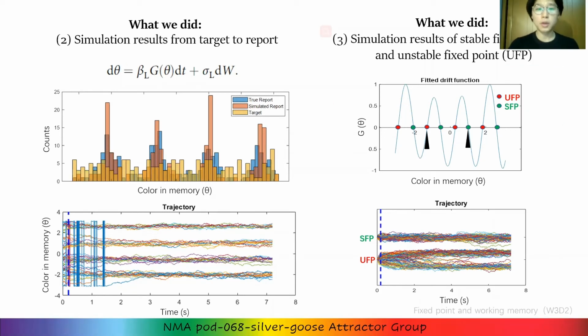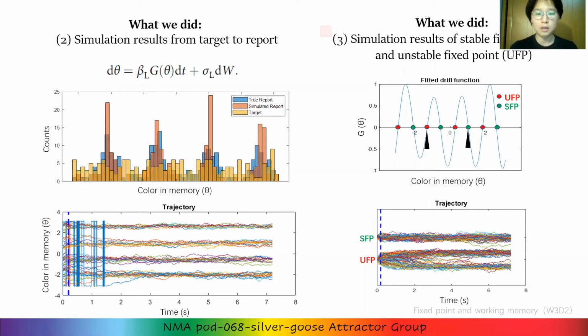So we also simulated the drift function of g theta. As we can see from the top right, we plot the drift function and marked dots where equation is equal to 0. Based on what we have learned in the tutorial of the second day of the third week, the dots are fixed points. However, their stability is not the same.